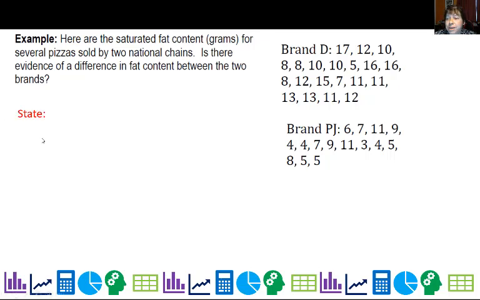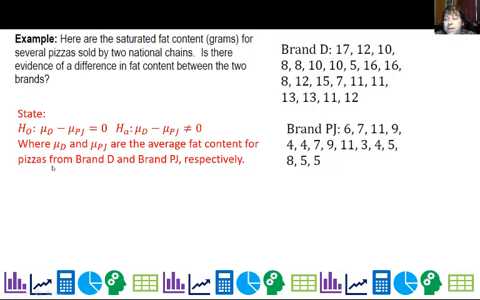So first of all, our state is our two hypotheses. One is that the means are the same for both brands of pizza, of fat content. Remember, that's what we're looking at here. And our alternate just says, is there a difference? Not is one higher or lower. So we're going to use the two-tailed test. So we're going to have not equal to 0 instead of greater than or less than.